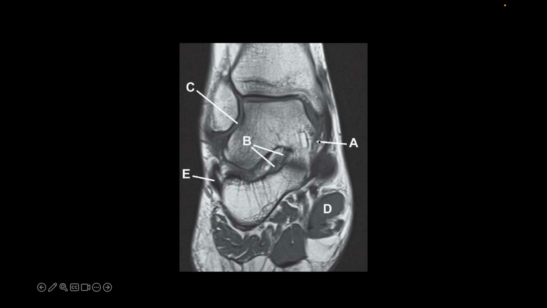A is the deep part of your deltoid ligament. Actually, that would be a little bit more up here, but yeah, this is pointing to that. Superficial will be here. E is your peroneus longus tendon. Again, it's quite hard to tell, but this would be the brevis tendon, which is closer to bone, and then this would be longus. And then C is your talofibular joint. Remember, the fibula and the talus have an articulation, so talofibular joint.